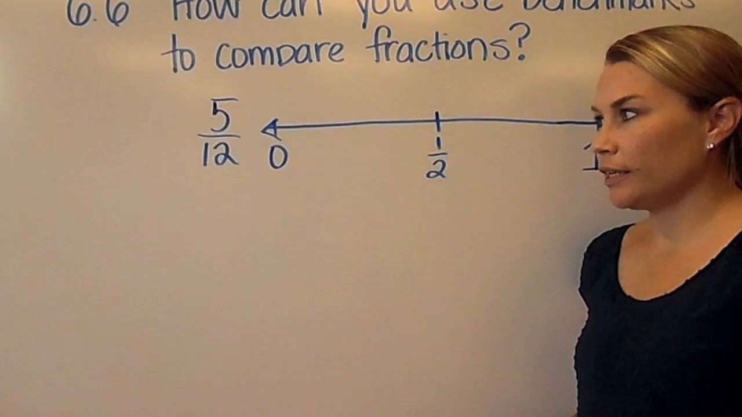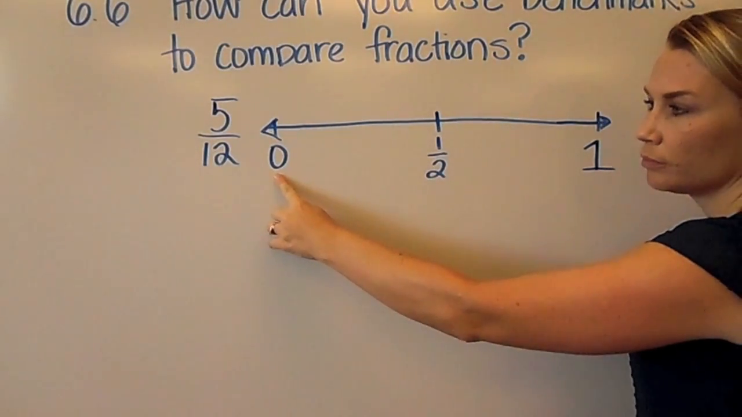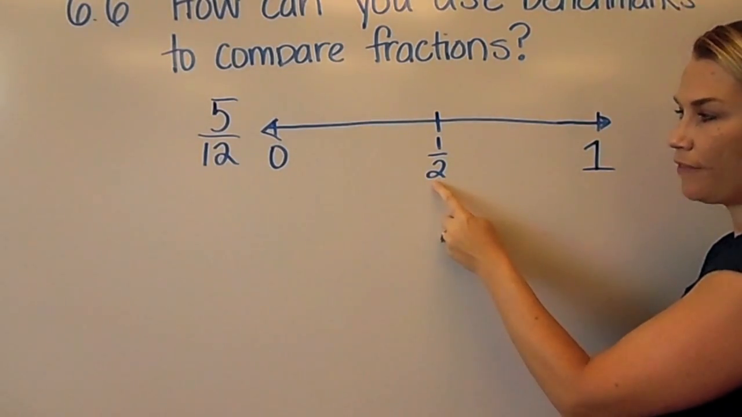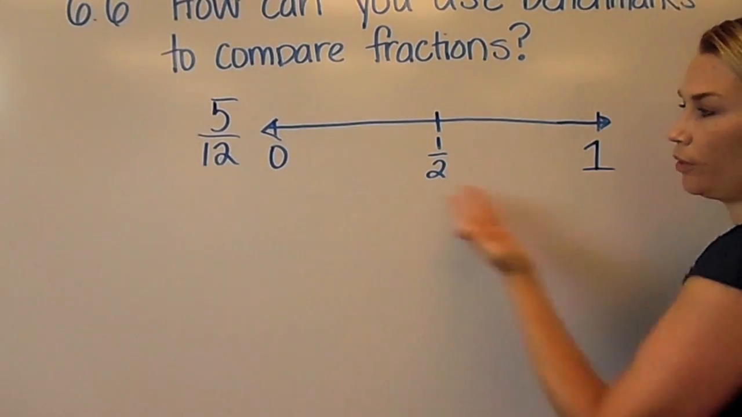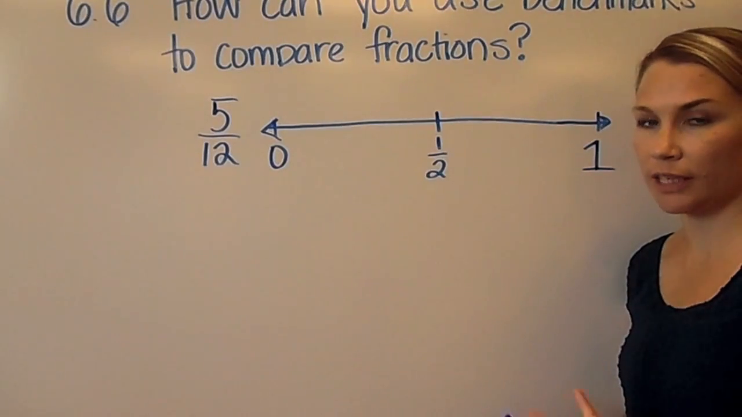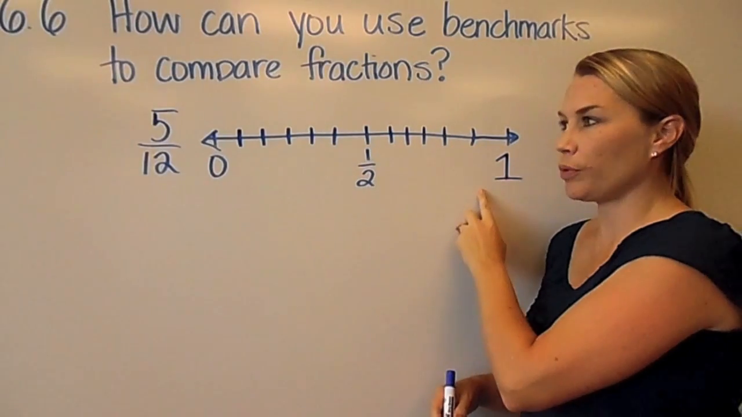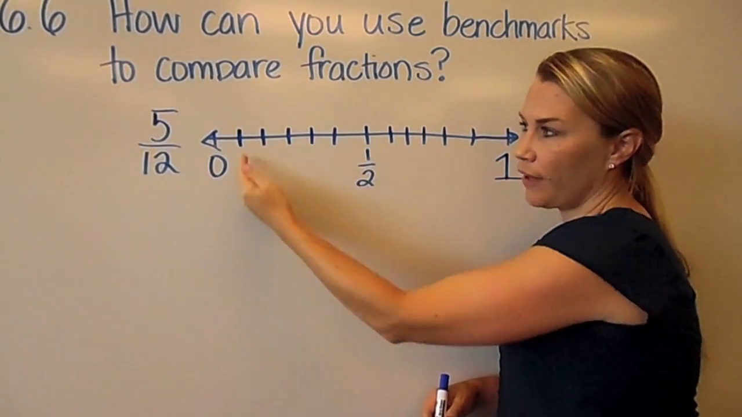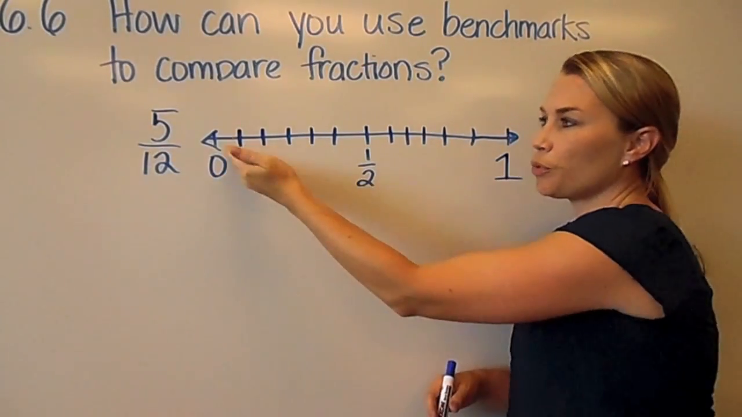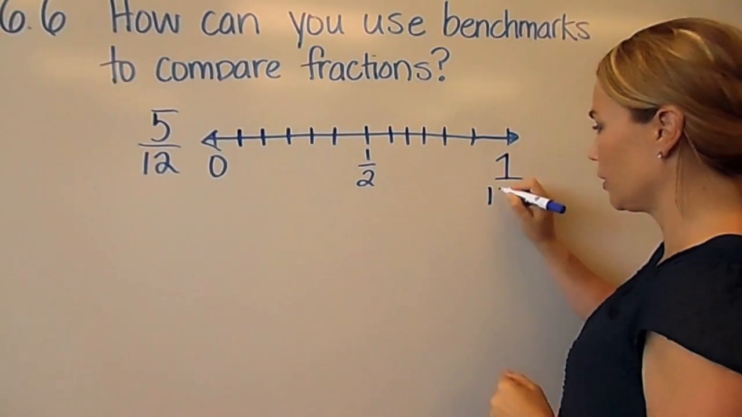I'm going to use a number line to show my benchmarks. I have the number 0, 1/2, and 1. 1/2 is halfway between 0 and 1. Next, I'm going to determine where 5/12 falls along this line. So I've drawn lines on my number line to represent 12. I've divided my whole line into 12 tick marks, or 12 lines to represent one whole, which is 12 out of 12.